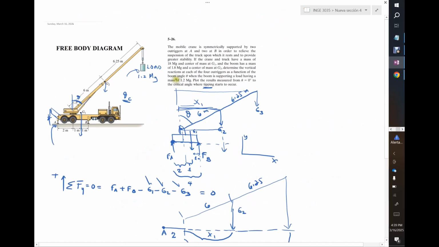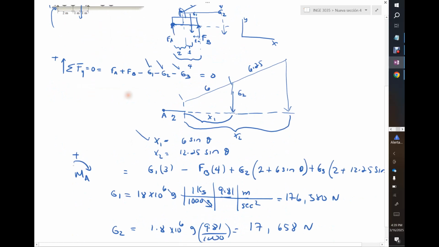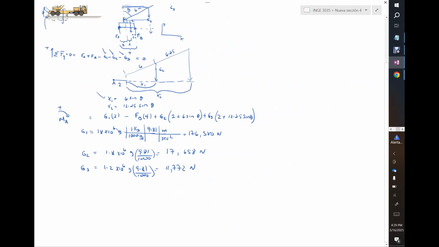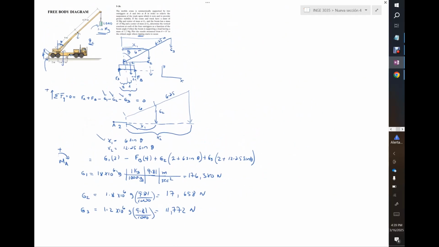How about G3? G3 is the weight of the load here, 1.2 megagrams. So that's 1.2 times 10 to the 6 grams times 9.81 divided by 1000. That's roughly 11,772 Newton. All right, so we defined all the forces involved here. Let's drop this a little bit smaller so I can see everything and where we are.